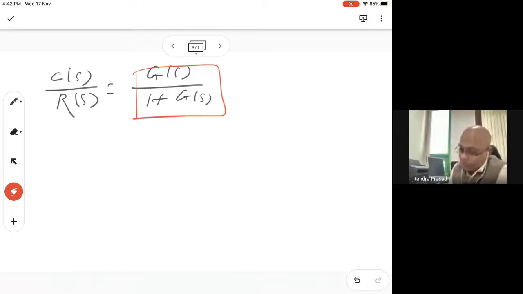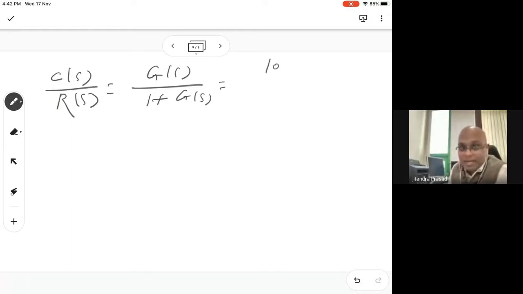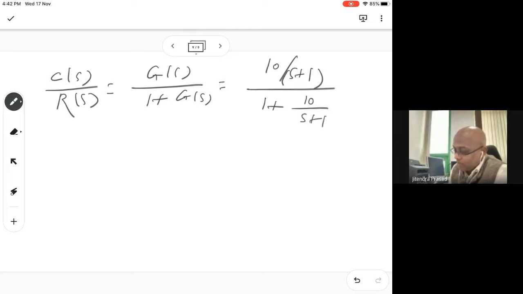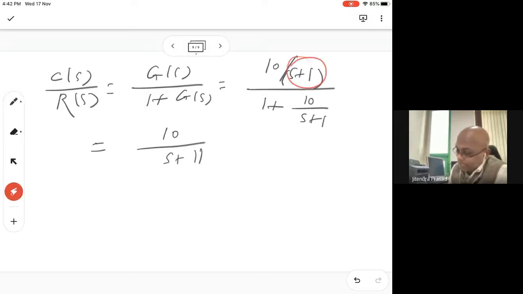This whole thing is the open loop transfer function, which relates C(s) over R(s) equal to this. You have given 10 over s plus 1, divided by 1 plus 10 over s plus 1, which is equal to 10 over s plus 1 plus 10, so s plus 11.